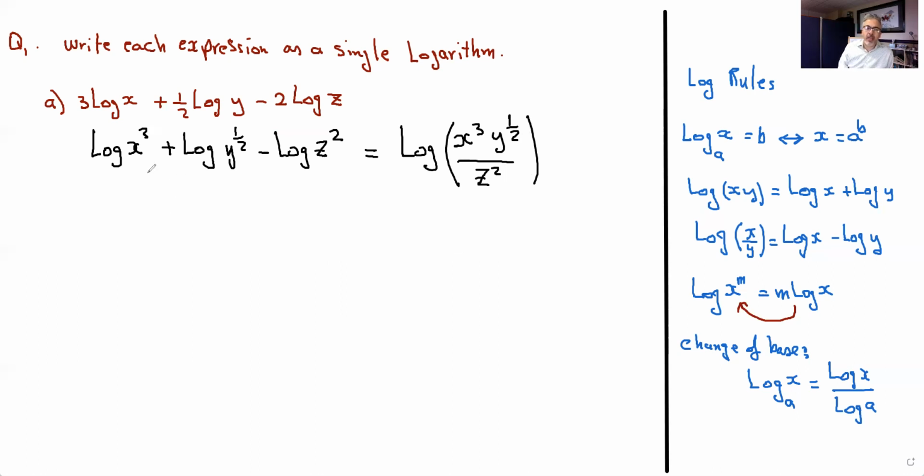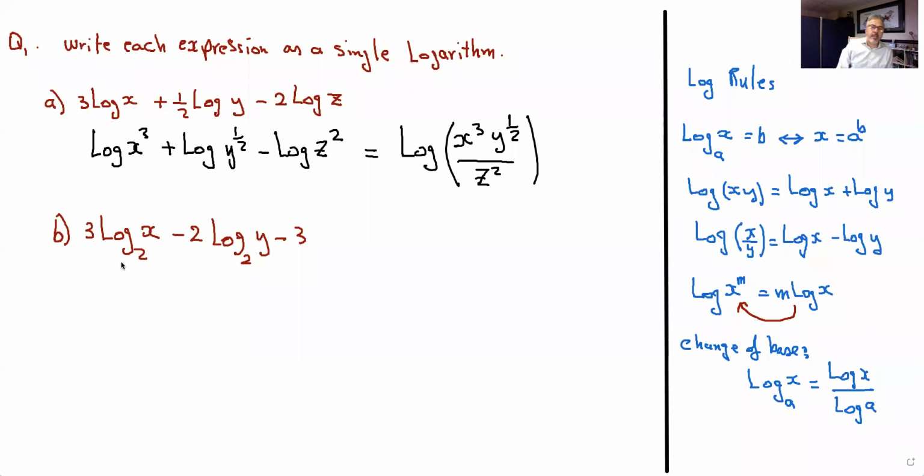Also, always remember, if you want to write things under 1 log, here there's a positive, here there's a positive, and here there's a negative. Whatever has a positive in front of the log goes on top, and whatever has a negative goes on the bottom. That's an easier way to do it.